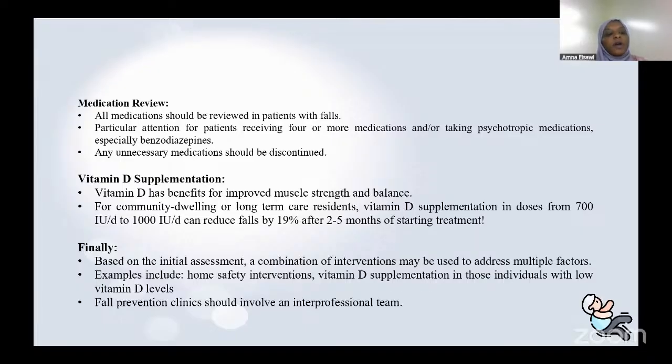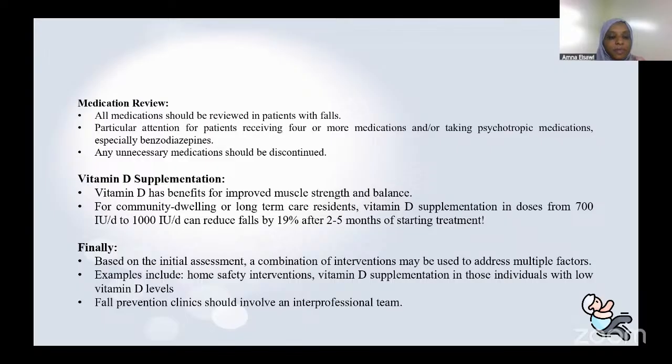Okay, moving on to the vitamin D supplementations. As I mentioned briefly, vitamin D generally is helpful for improved muscle strength and balance. So for the community dwelling or long-term care residents, vitamin D is really essential. And if we look at the statistics, doses from 700 international units per day to 1,000 international units per day can reduce the falls by 19% after 2 to 5 months of starting treatment, which is really a substantial statistic.